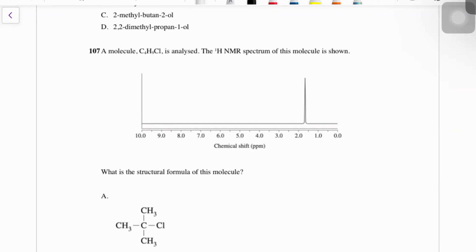A molecule with the formula C4H9Cl is analyzed. That's probably going to be a haloalkane. The proton NMR spectrum of this molecule is shown. What is the structural formula of the molecule?